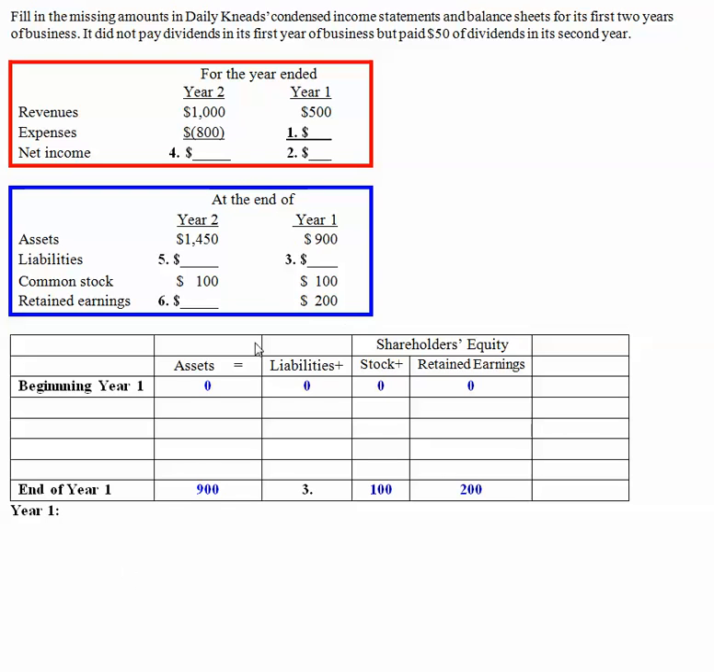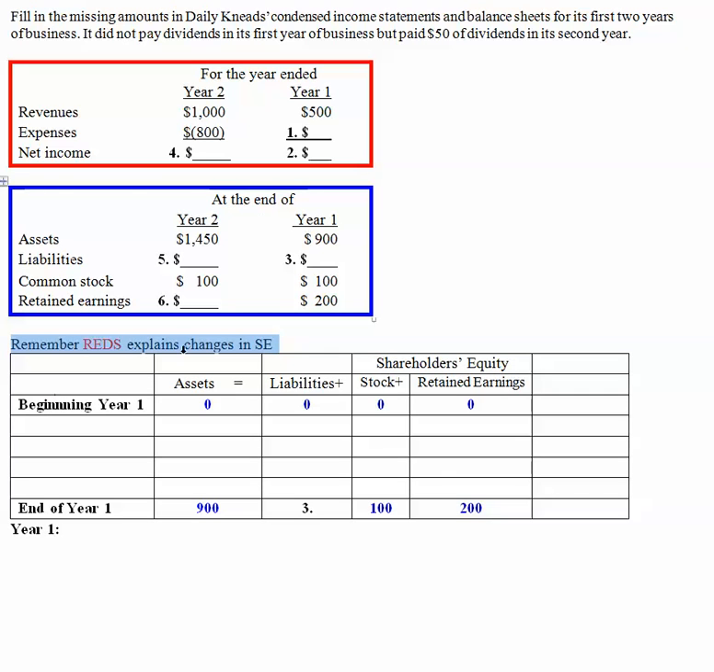So we had 900 in assets. We don't know what our liabilities are. We know our stock is 100 and the rest of equity is 200 for a total shareholders' equity of 300. All right, so I'm going to go through figuring out the missing amounts, and I'd like you to remember good old RE. And so we can fill in what caused the changes in stockholders' equity to go from 0 to 300. So I'm going to fill that in here.